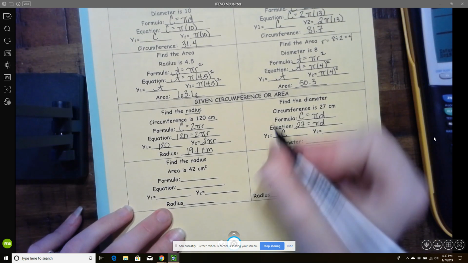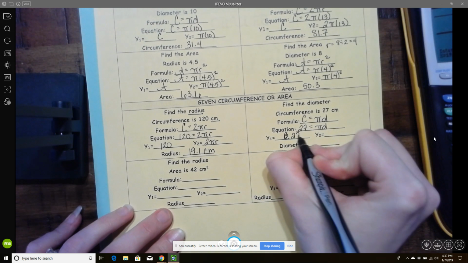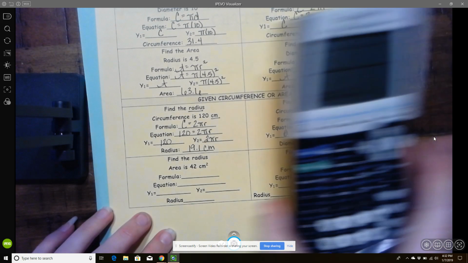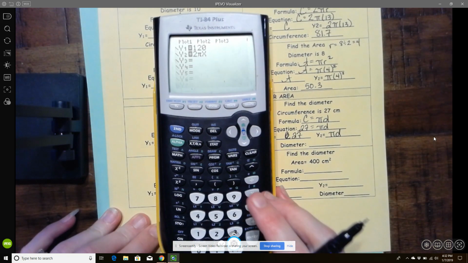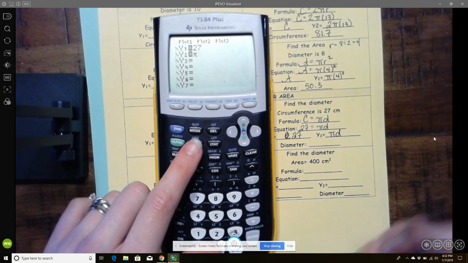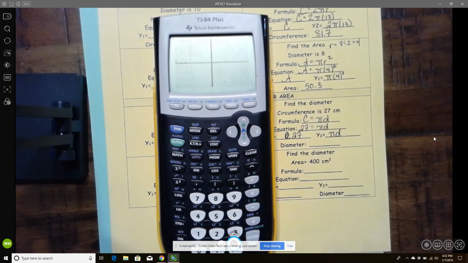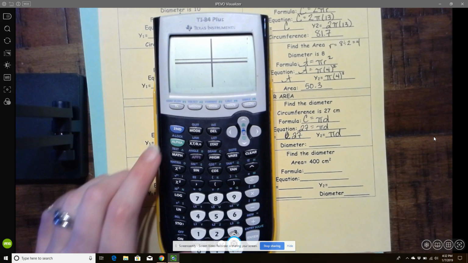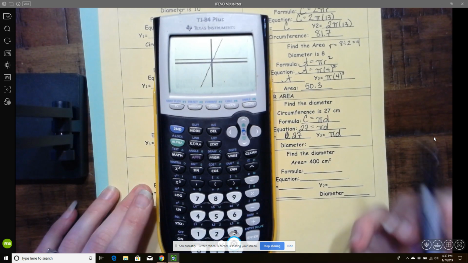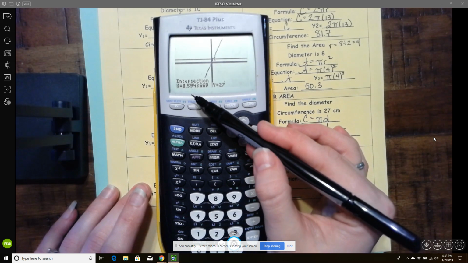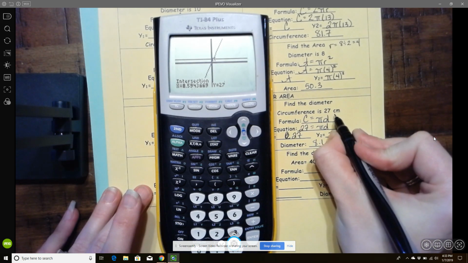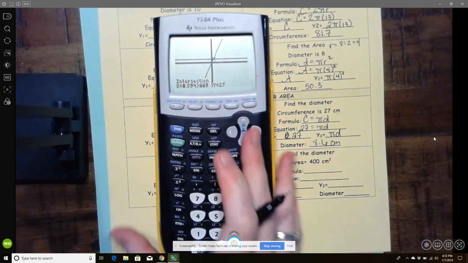So y1 will be 27, y2 will be pi times d. So y equals 27, and then pi, can't put a d in, but I can put an x. So second trace 5, I get 8.59, which would round to 8.6. And again, this is centimeters.